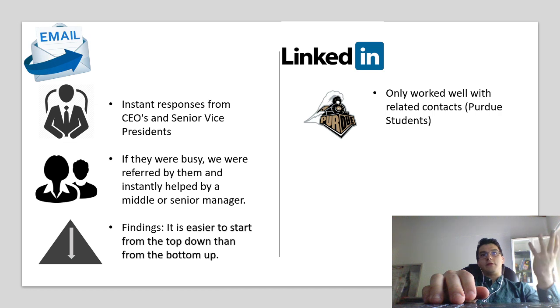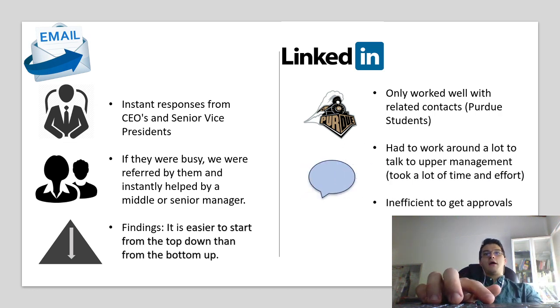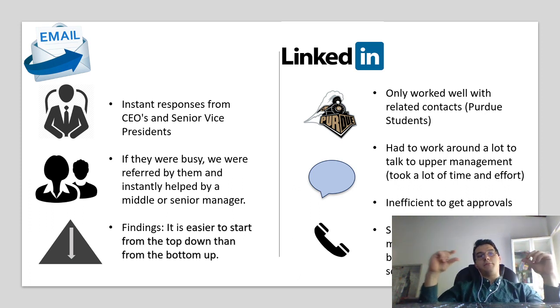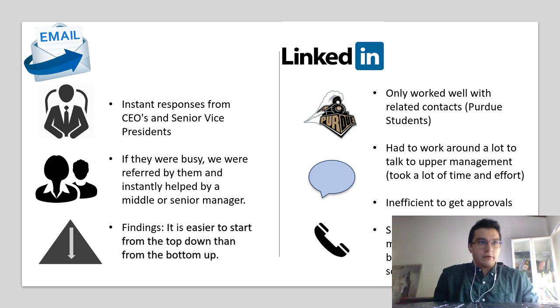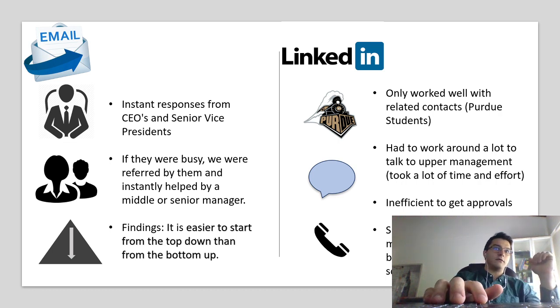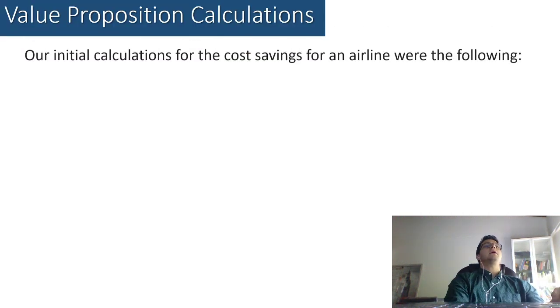So here we have, LinkedIn worked well with Purdue-related contacts. So we had to work around a lot to talk to upper management. So it took a lot of time and effort, and it was inefficient to get approvals. Yeah, and usually middle management was busier than upper management. I don't know why, to take calls, and it just took longer to talk to them. But LinkedIn's a very powerful tool if you have an established network. Right now, I know a lot more about LinkedIn than I used to before, so it's a very powerful tool, and I'll be doing an episode later on how you can use LinkedIn to achieve any results you want, right?